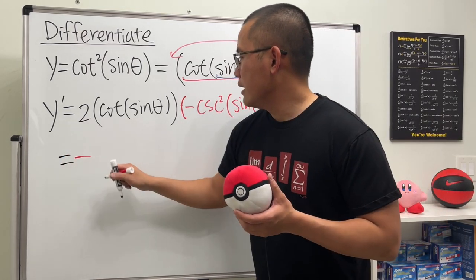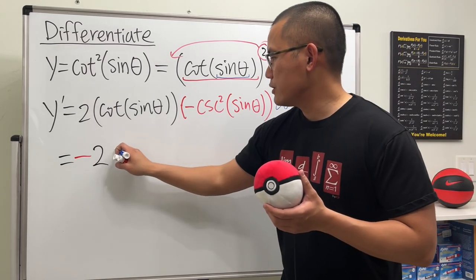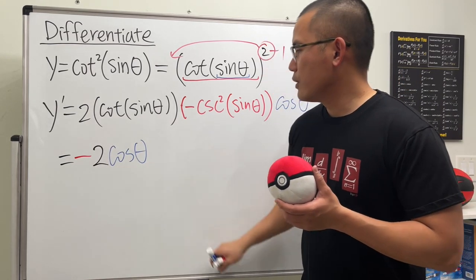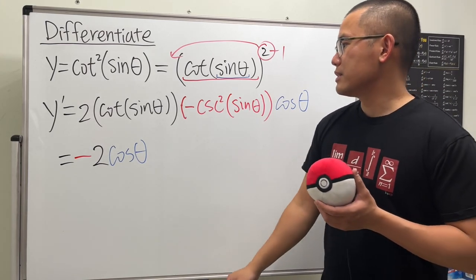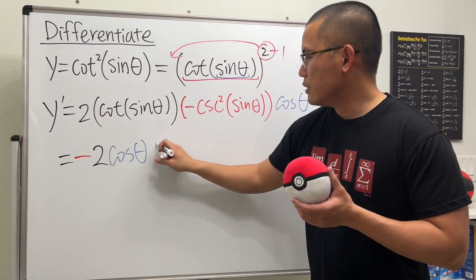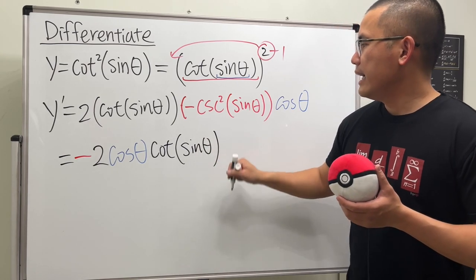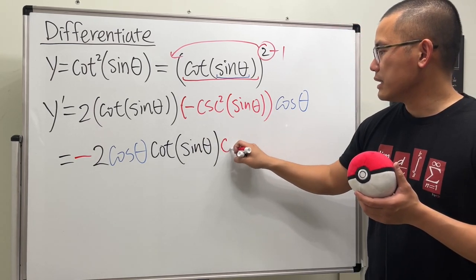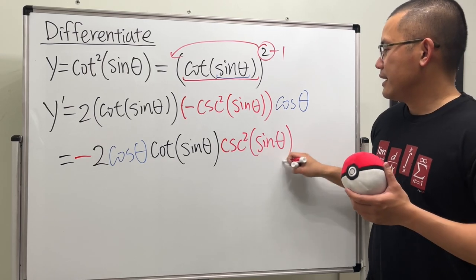Negative right here, and then we have the 2 right here, and then the cosine theta, perhaps let's just put it all the way in the front, because it only has one input, theta. So maybe that's a good idea. And next, we don't really need parentheses. We can just write down cotangent of sine theta. And then lastly, we have that part, which is cosecant squared of sine theta.